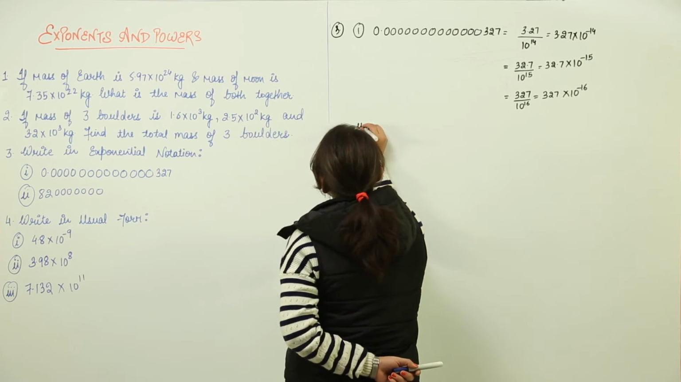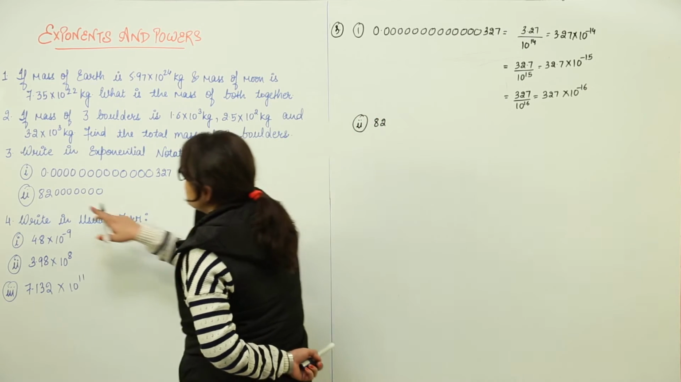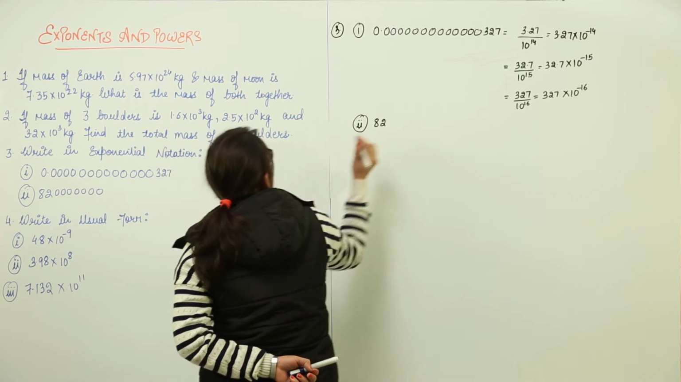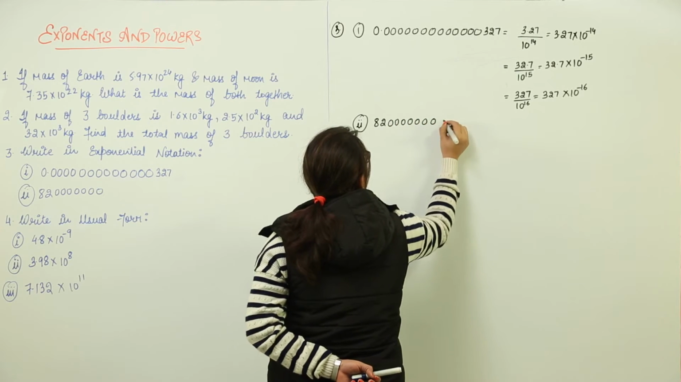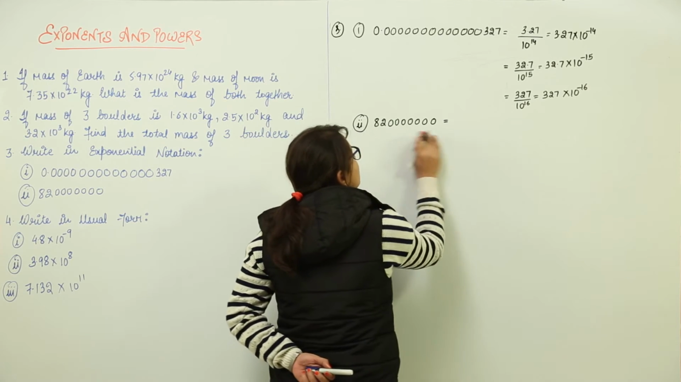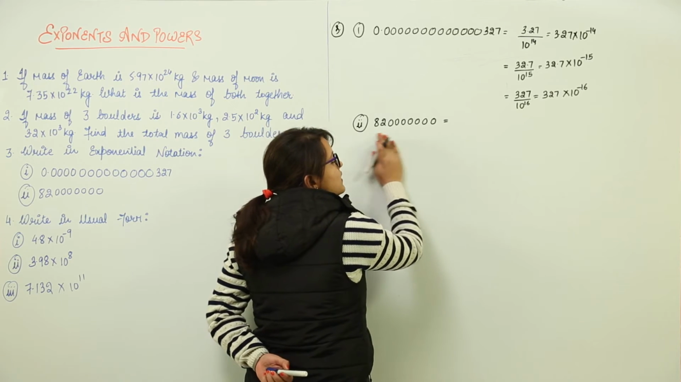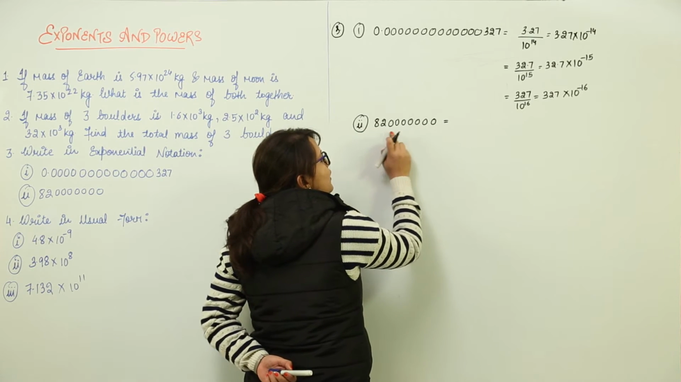Similarly, let us do the next question, which says 8, 2 and 1, 2, 3, 4, 5, 6, 7 zeros. Now we have to convert it into exponential form. Now if nowhere the decimal can be seen, where is the decimal point? At the last. So I am moving the decimal point.